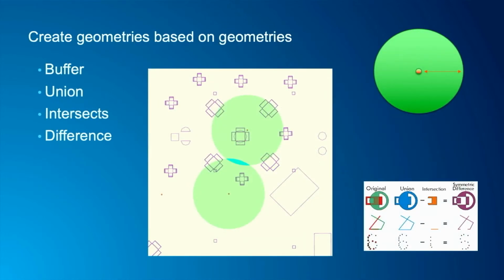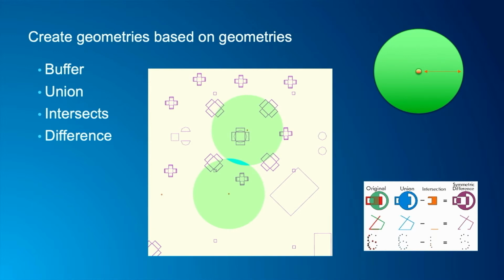And the third group is creating new geometries based on existing geometries. So everybody's favorite analysis is the buffer, right? You drop a point and then you give it a distance and it makes the buffer around that point. You can also do it around lines and polygons. We've also got the union. So the union basically takes two geometries and unions them together as one.